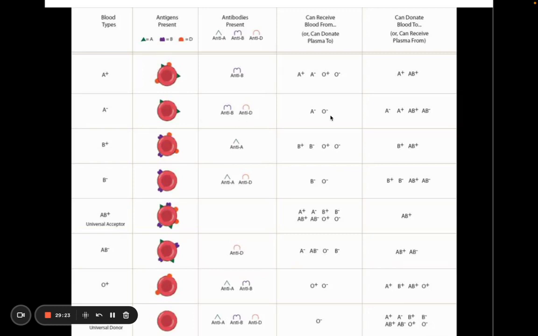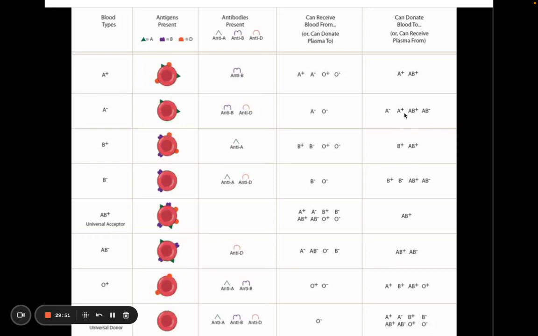So who can A negative receive from? Well, only A negative and O negative. Remember, O is special because it's recessive, and it doesn't have any antigens on it. O negative has zero antigens on it, so that one is super special. We'll talk about why. So who can A negative donate to? It can donate to also A negative.